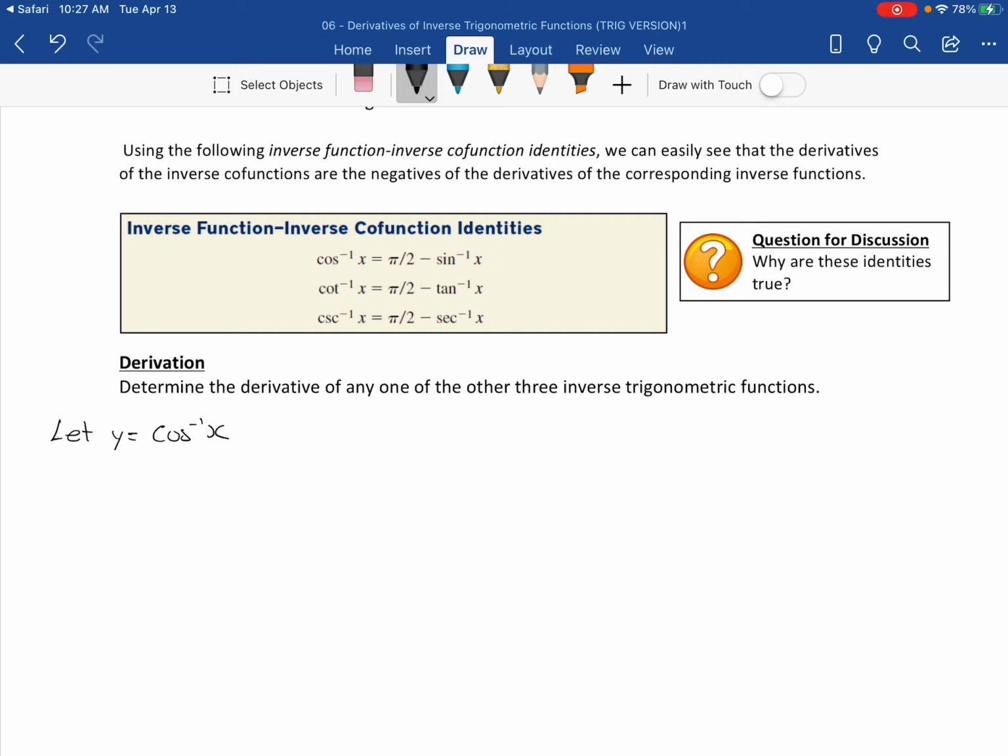Okay, so same trick I did above. Cos inverse moves over to the other side and becomes cos. And my cofunction identity tells me that cos of y is equal to sine of pi over 2 minus y. And that was way back from pre-calculus, before calculus ever came along. We learned that as an identity, that cos of y is equal to sine of pi over 2 minus y. And after I've switched over to my cofunction, then I move the inverse back over.